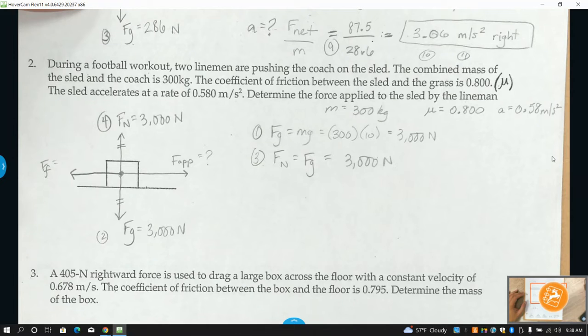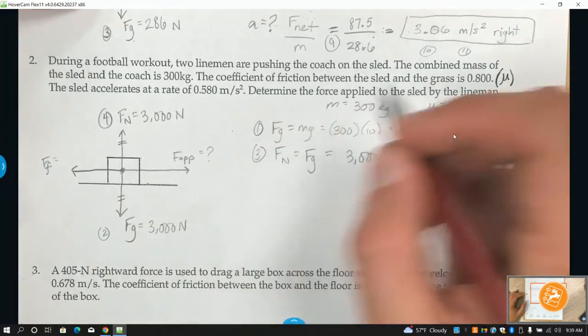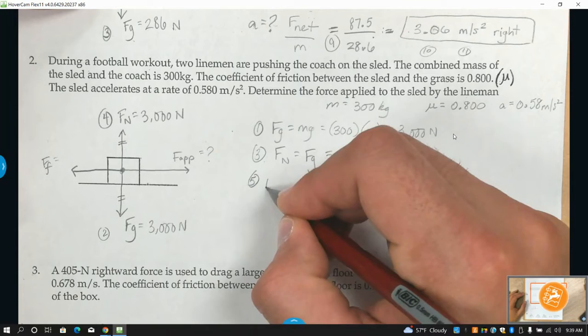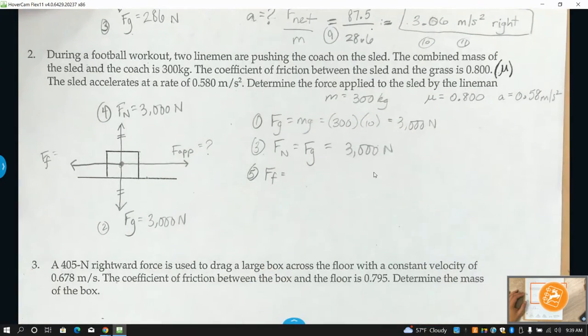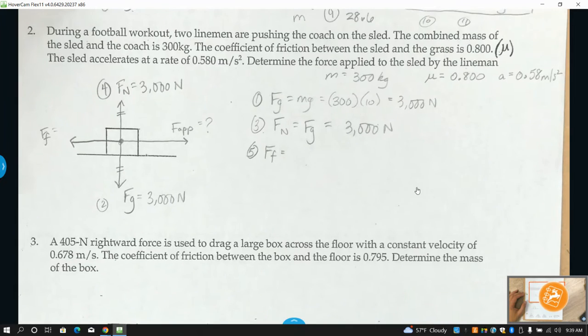Unless I solve for F net, I can't find friction? Yeah, we can. Why? Because look what we have. All right. What is the equation for friction? Yep. So the triangle down at the bottom. Friction force is coefficient times normal force.